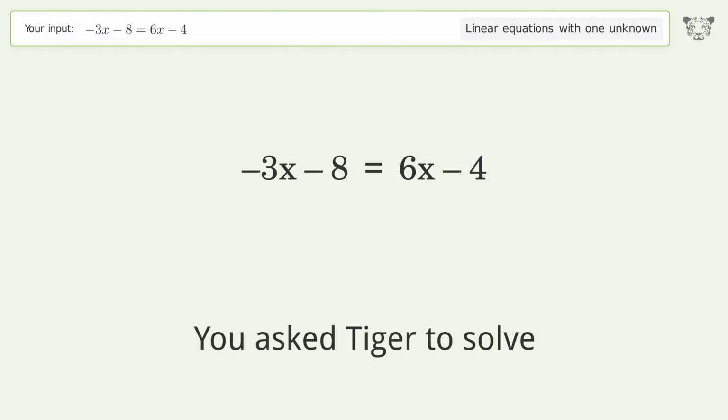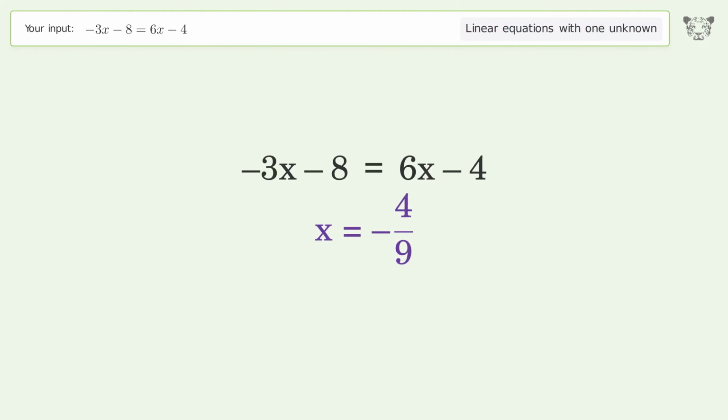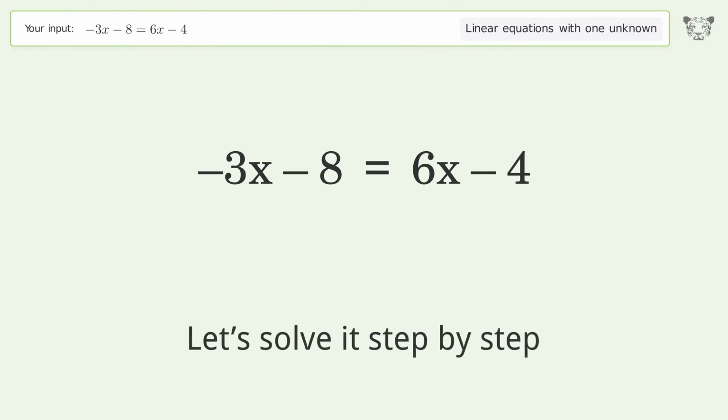You ask Tiger to solve. This deals with linear equations with one unknown. The final result is x equals negative 4 over 9. Let's solve it step by step.